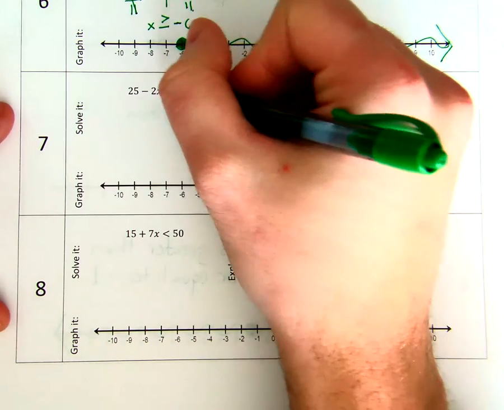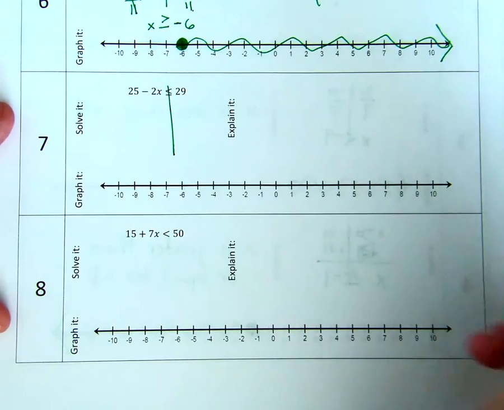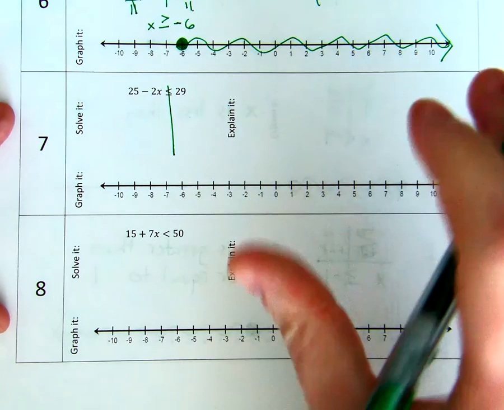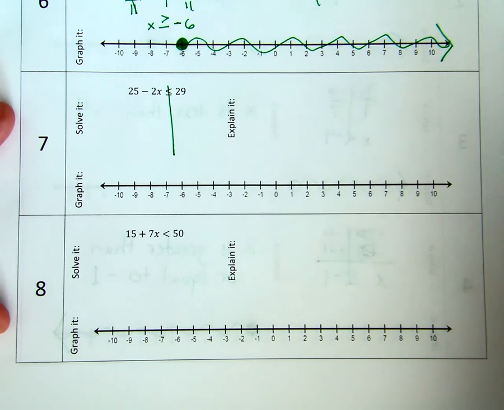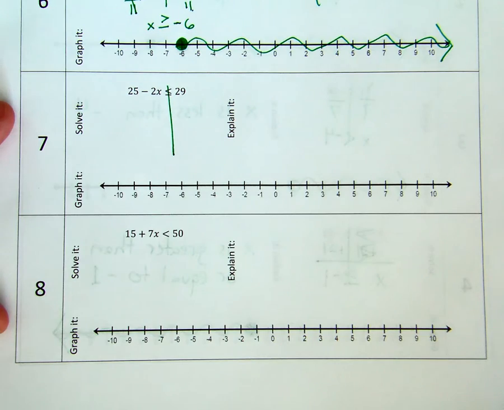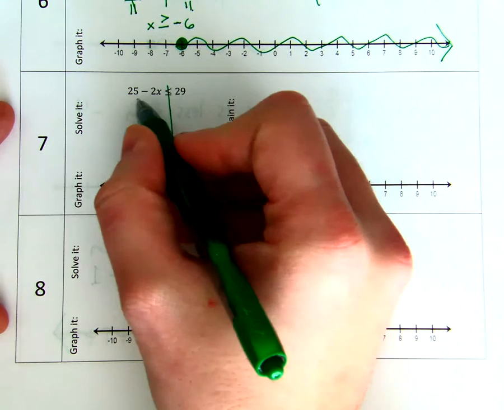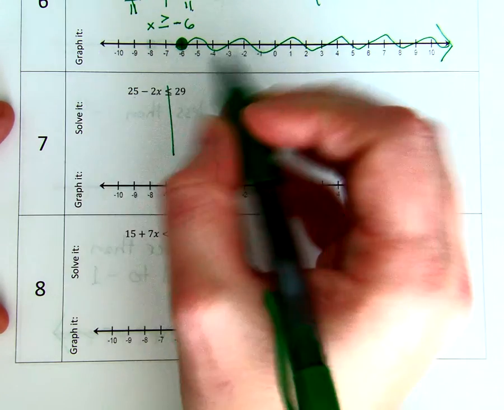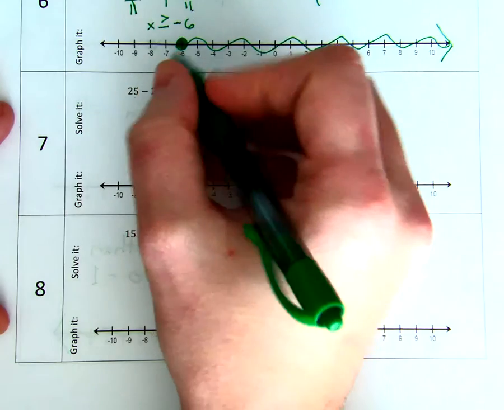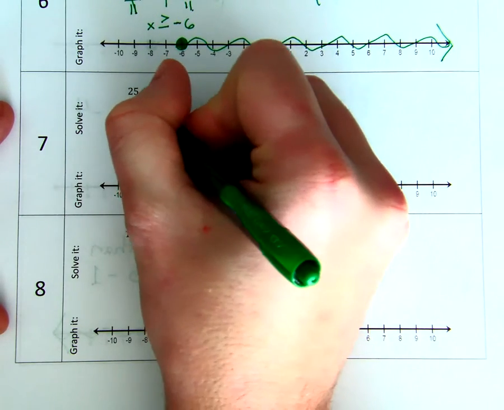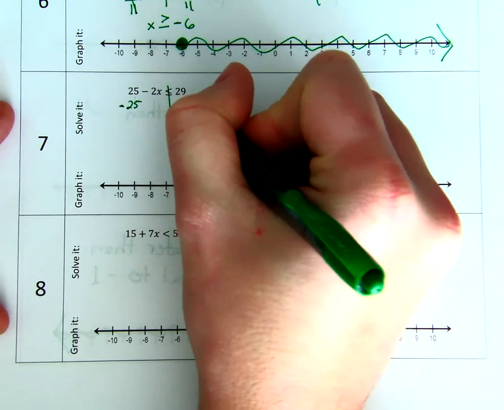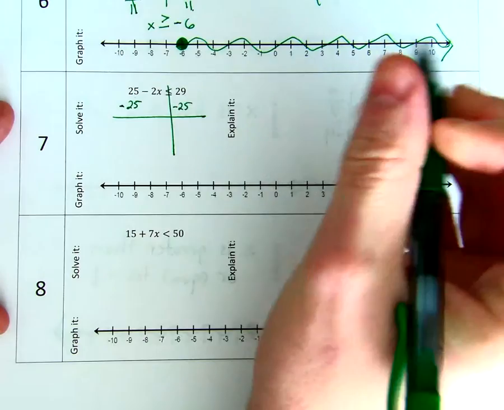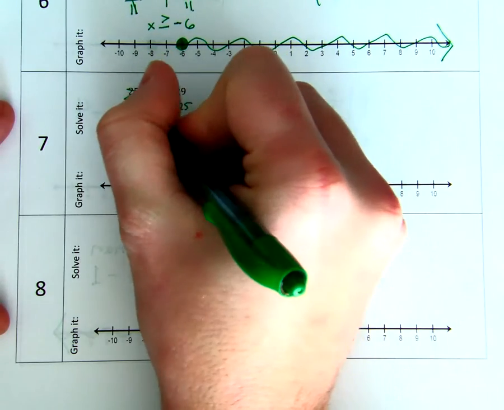Number 7, 25 minus 2x is less than or equal to 29. So we've kind of moved the position of the x. In the first two problems, the x came first, but that's okay. We just still undo things in the same order. The 25 is a positive 25, so it's undone with a minus 25. So we're going to subtract 25 from both sides.